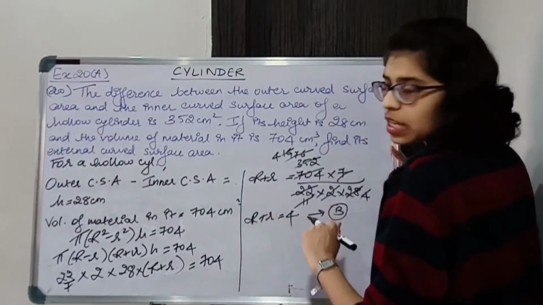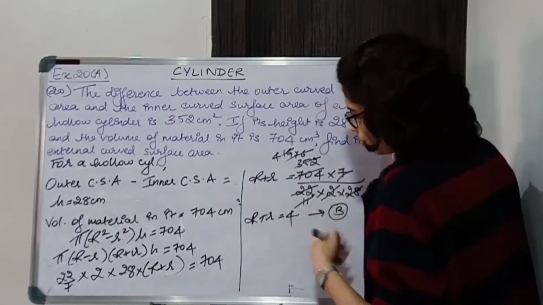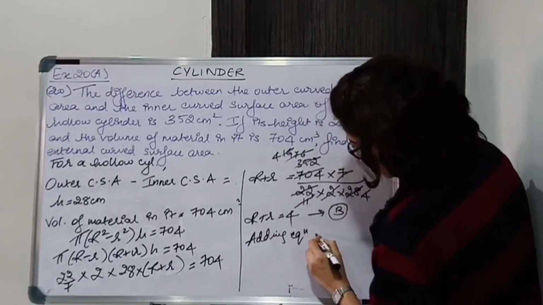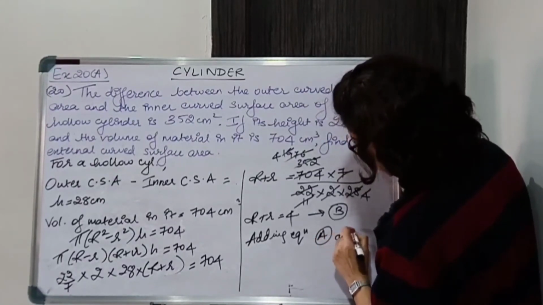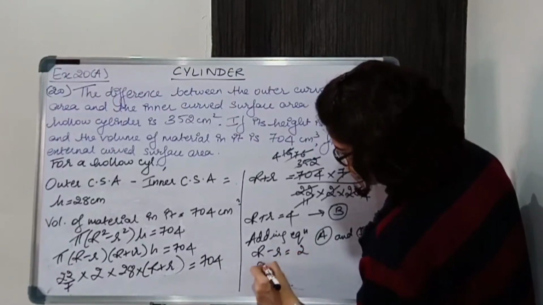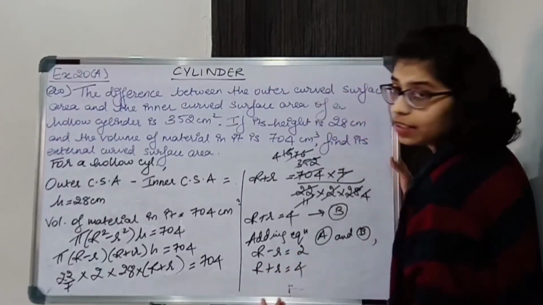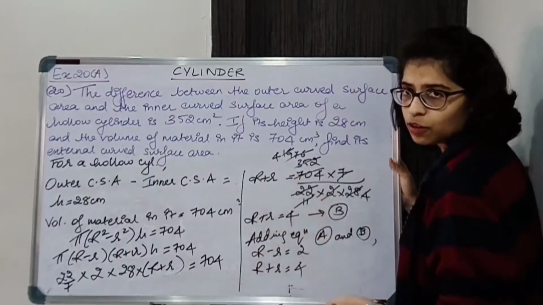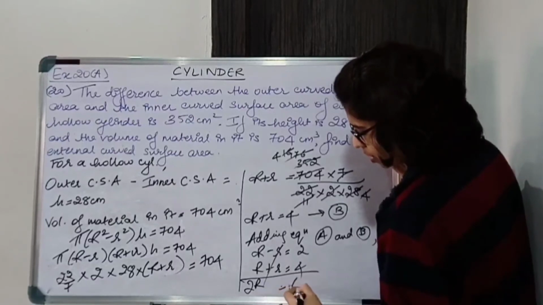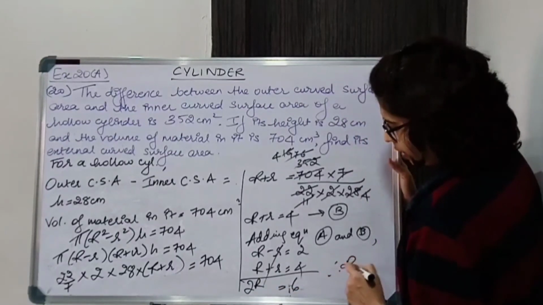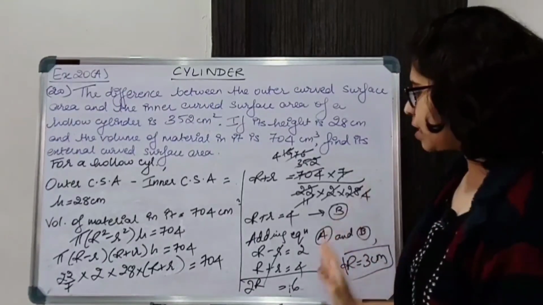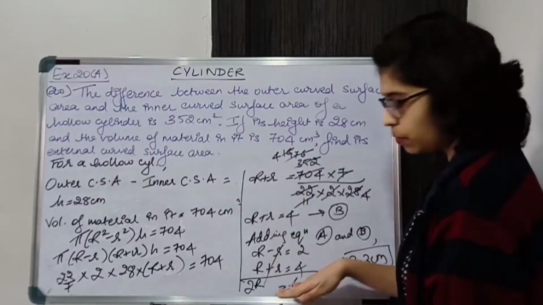We got R minus r equal to 2 and R plus r equal to 4. So adding equations A and B, what do we get? R minus r equals 2 and R plus r equals 4. Why are we adding them? Because we know this will get cancelled and we'll get the value of R. So we get 2R equal to 6. So therefore R is equal to 3 centimeter.